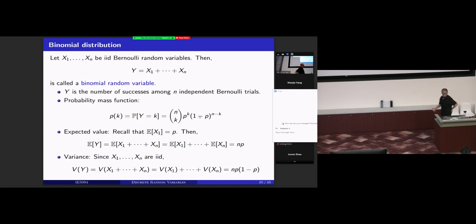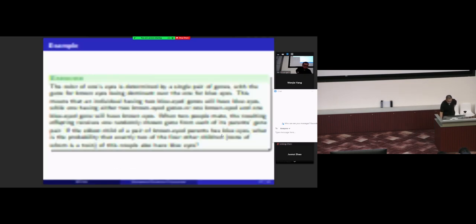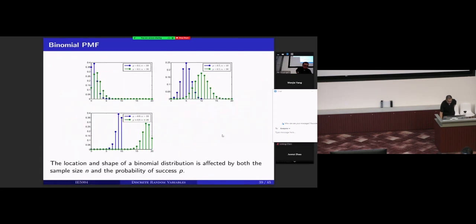And I also explained that the expected value of a binomial random variable, because it is just the sum of Bernoullis, is just n times the expected value of a Bernoulli, which is p, right? So it's n times p. And the variance of that is just n times the variance of the Bernoulli random variable, which is np times 1 minus p. So I think that's what we discussed last week.